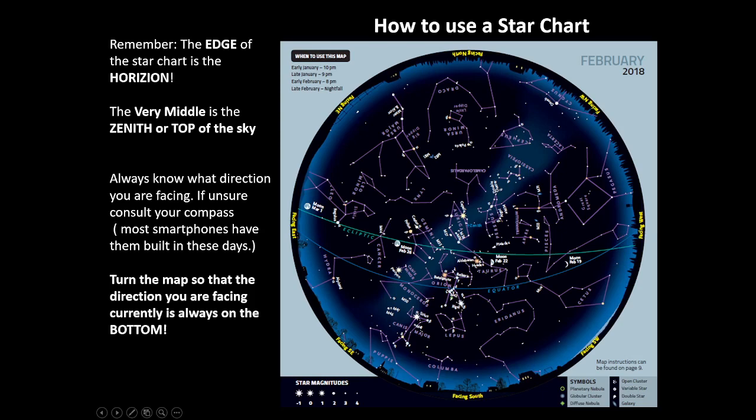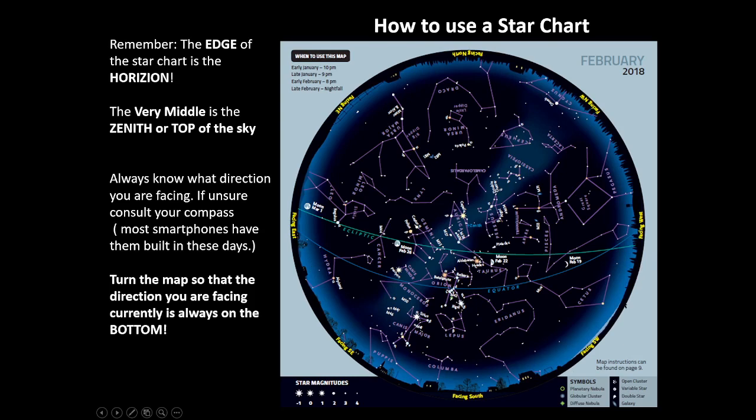So, how to use a star chart. A lot of astronomy magazines and freestarcharts.com have them. You can print them out online. It's a nice, handy way to be able to navigate the sky. Remember, the zenith is directly above you, and that is the center of the page. Everything around the perimeter here that we see is the horizon.